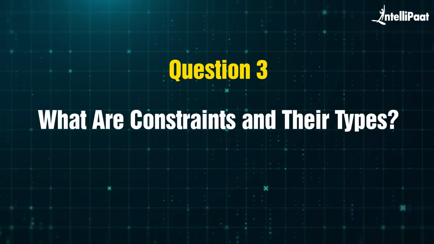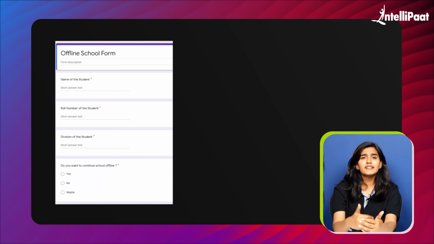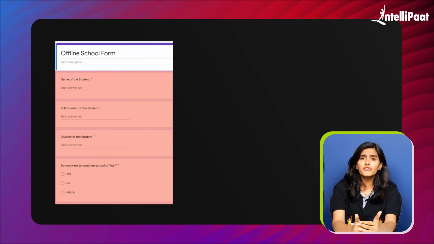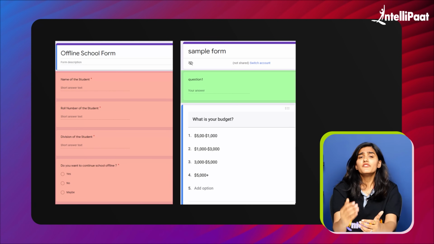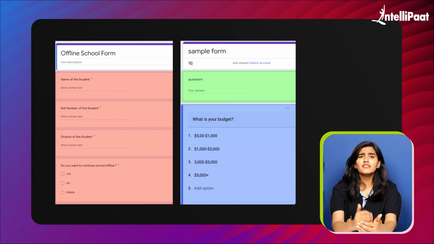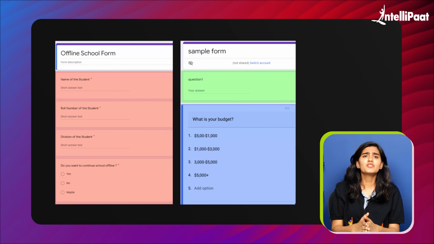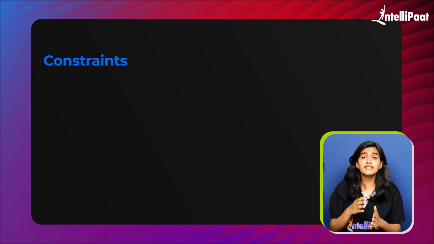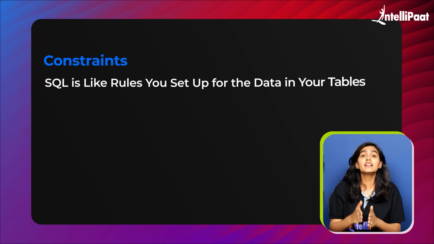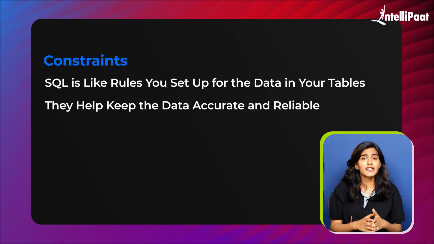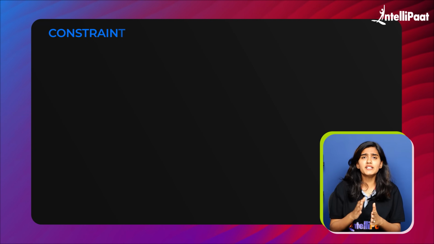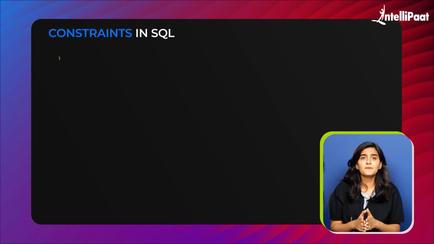Moving on with question number 3, which is: what are constraints and their types? You all must have at least once filled a Google form. So have you seen that there are certain fields which are mandatory, or some fields are optional which you can leave blank, or certain fields which only take input in a given range? So what are these? These are called constraints, which in SQL are like rules you set up for data in your tables. They help keep data accurate and reliable. Talking about constraints in SQL, the first is NOT NULL.